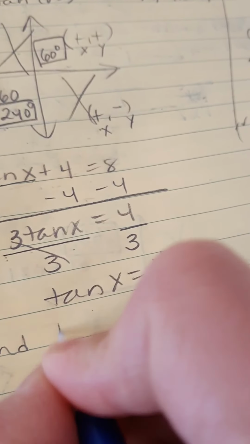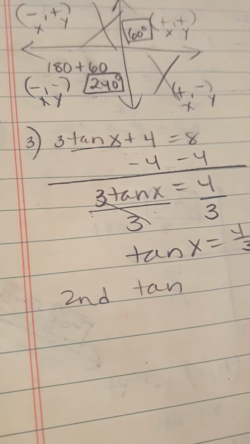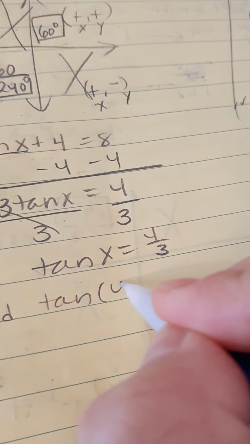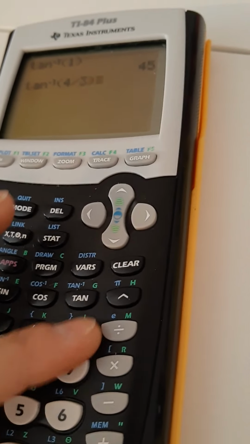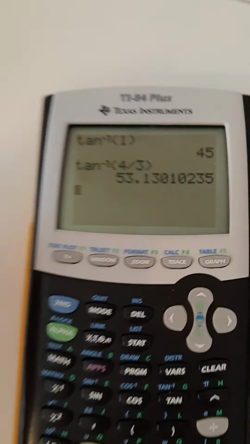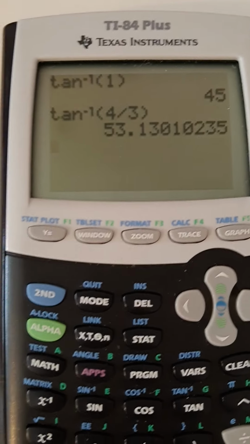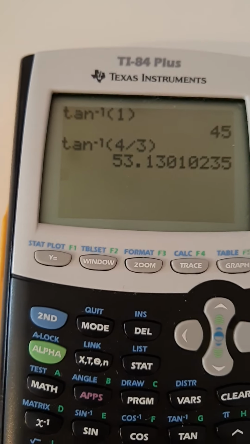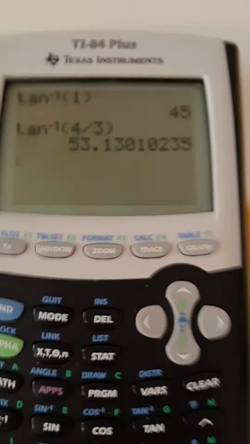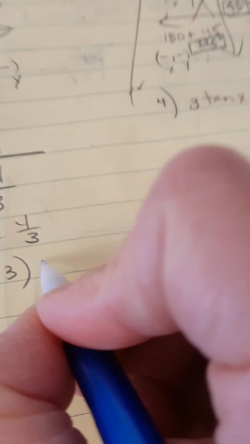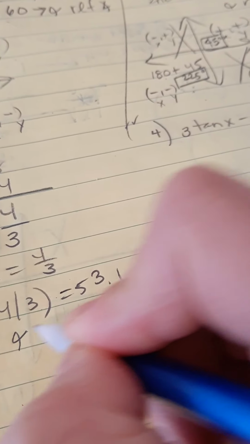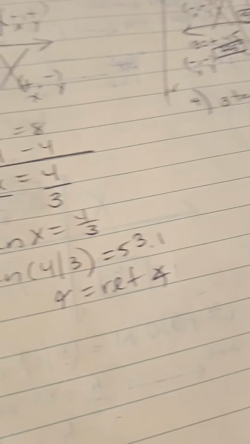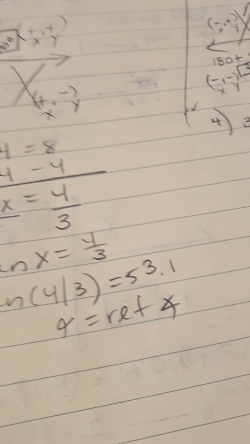Again, in order to find the angle, in the calculator you type in second tangent, then 4/3. This is not pretty, but don't forget, we're rounding to the nearest tenth if necessary. So this gives me 53.1 degrees, and that is a positive acute angle. So that's my reference angle. That's the angle I'm going to use to find all the angles within the quadrants.